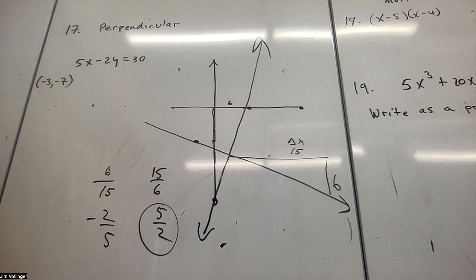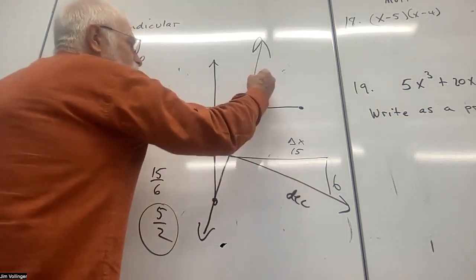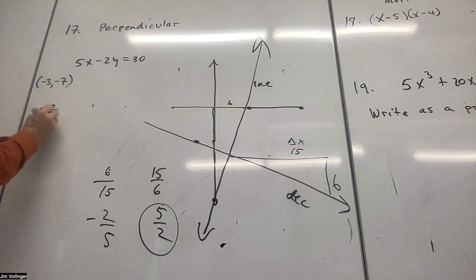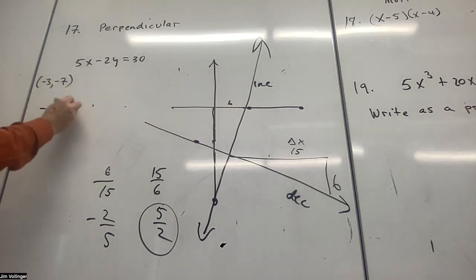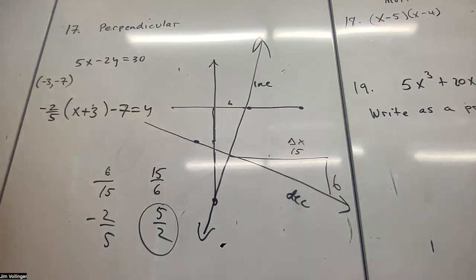And I'm seeing, oh boy, there are some numbers up there. All right, so what's the perpendicular? That's the perpendicular, the one that's going down, decreasing. Remember, this is increasing. We read from left to right. And it looks like it's -2/5 times x plus 3, minus 7. And there's our perpendicular to the original line.